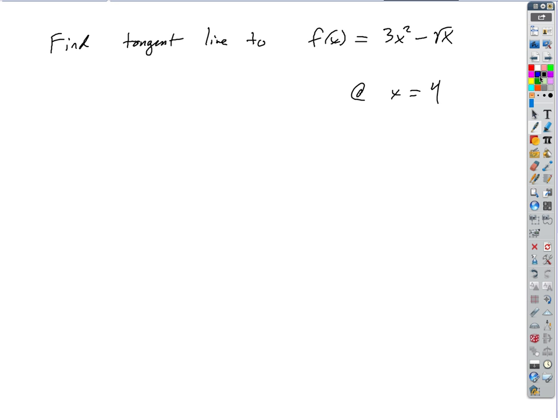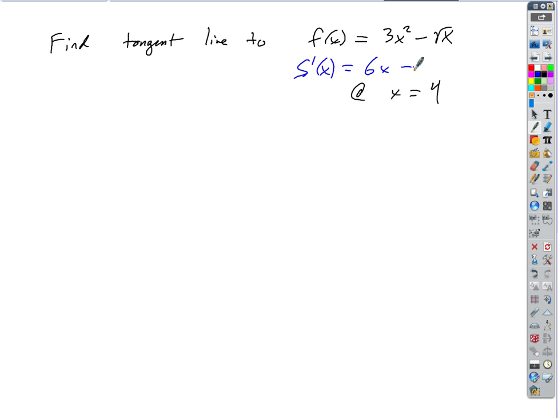Okay, we're going to take the derivative. So we've got to come up with the derivative function. What's that going to give us? What's the derivative of the first term going to be? Gilsdorf, what are we going to get when I differentiate 3x squared? 6x, good. How about the square root of x?